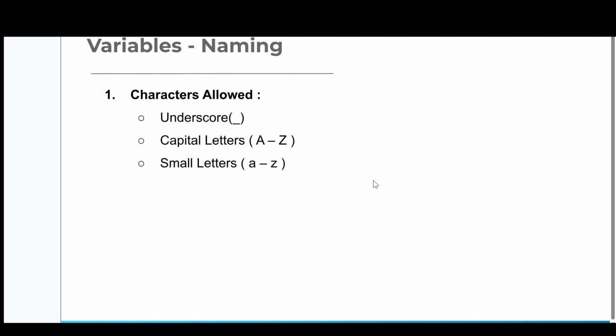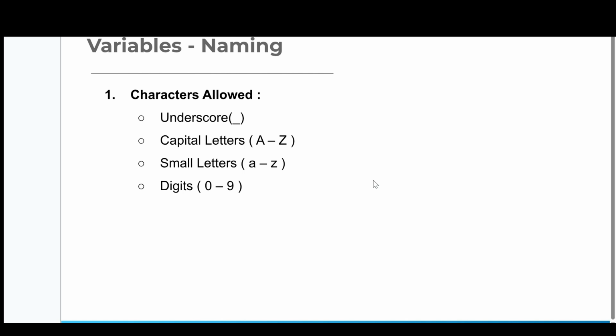Next, variable naming. What is variable naming? See this. Variable naming allows certain characters. What are the characters allowed? Underscore is allowed, capital letters A to Z are allowed, small letters a to z are allowed, and digits 0 to 9 are allowed in variable naming.